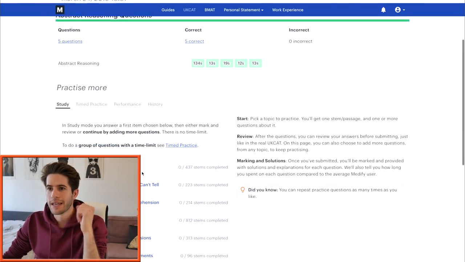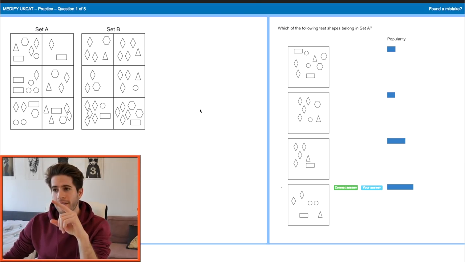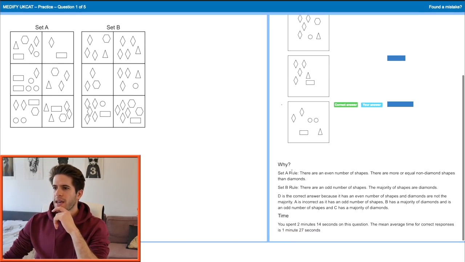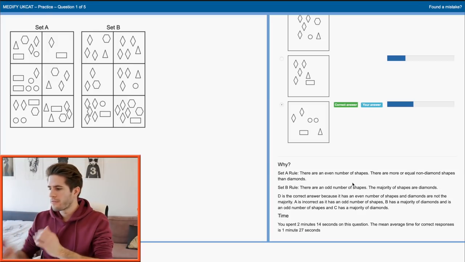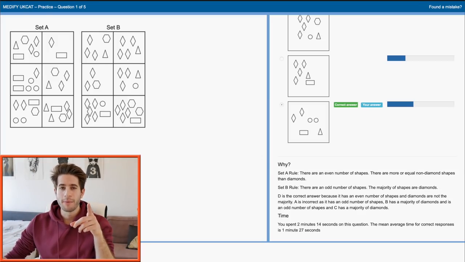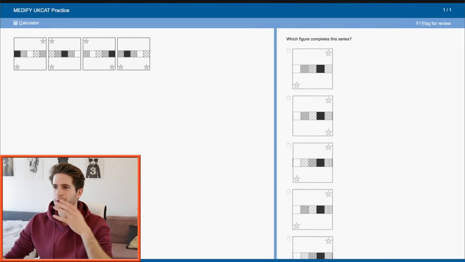5 out of 5 correct, let's go. Now let's see if I had the actual pattern down correctly. Set A, even number of shapes, and there are more or equal non-diamond shapes than diamonds. So look, I got the rule right. It took me a bit of time, but I figured it out. Very tricky, Medi5, very tricky. All right, let's keep going, we're doing well.